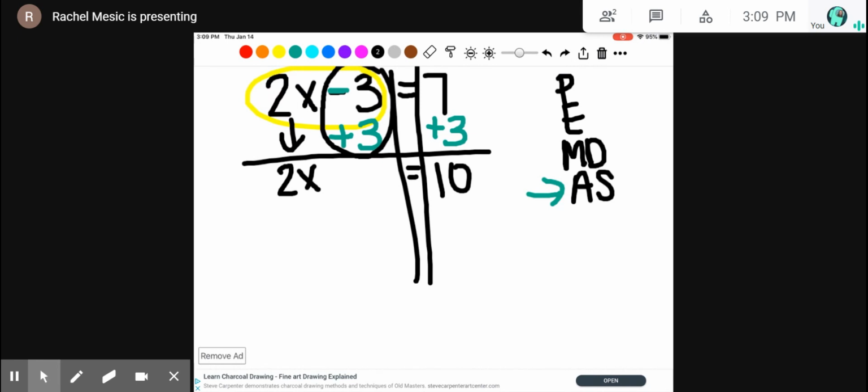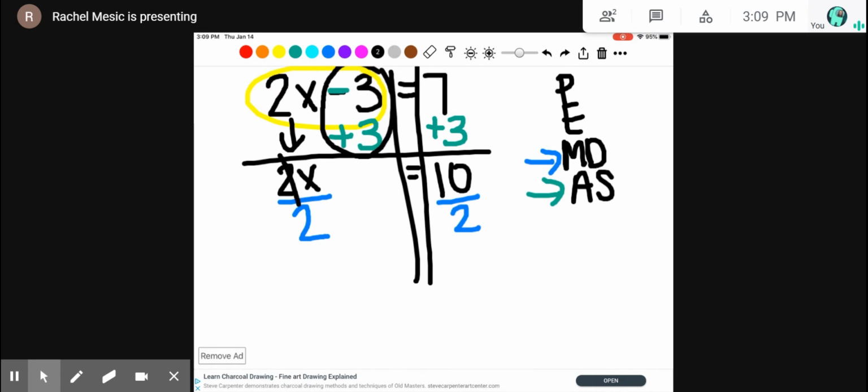2 times some number equals 10. We might be able to guess and check, but if we need to show our work, over here on the left with the variable, it says 2 times x. The inverse of multiplication is division, so we're going to divide both sides by 2. And pointing out that I'm now on this step of PEMDAS, going backwards.